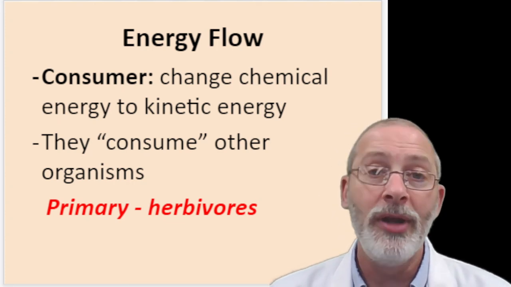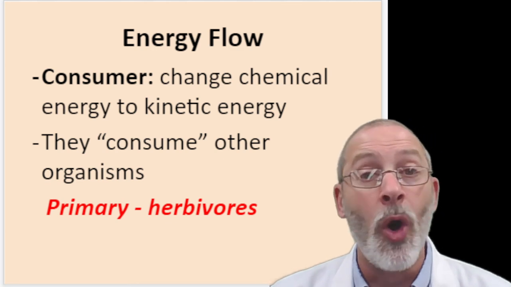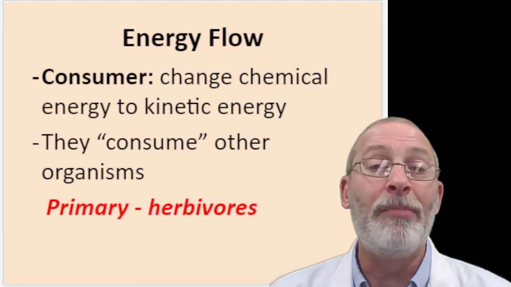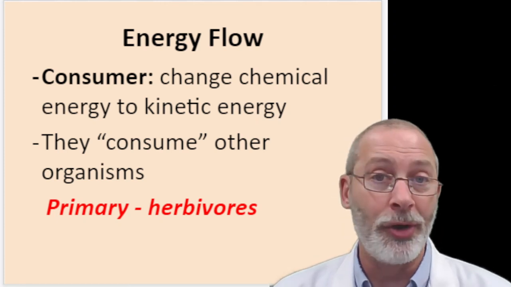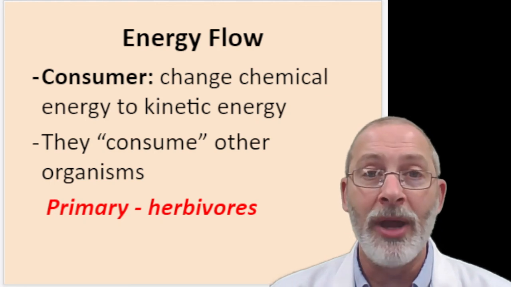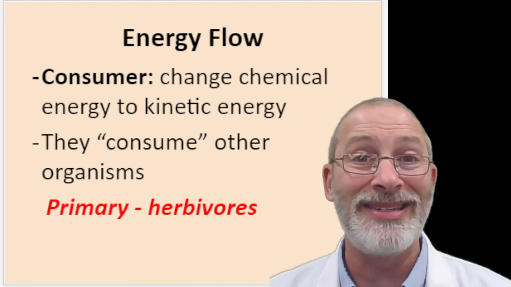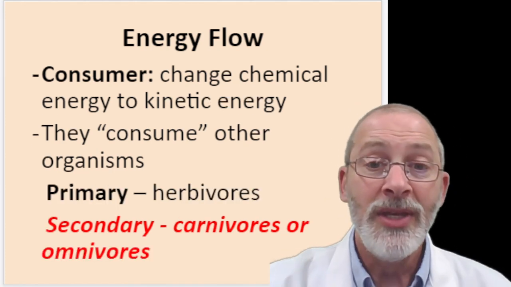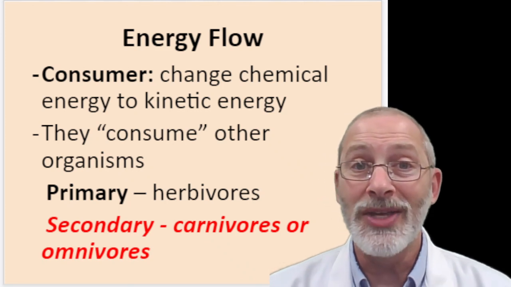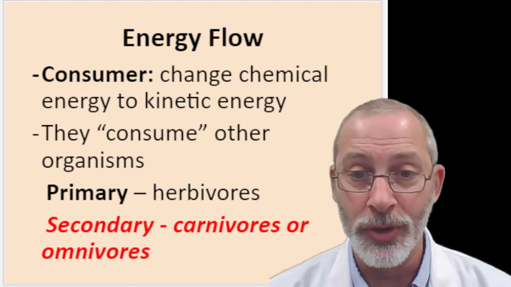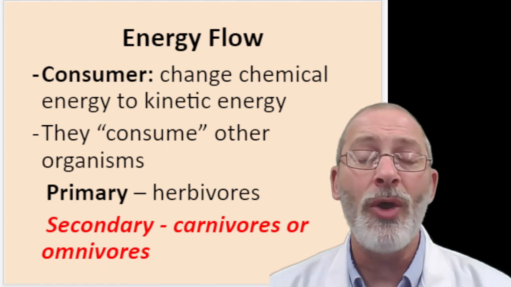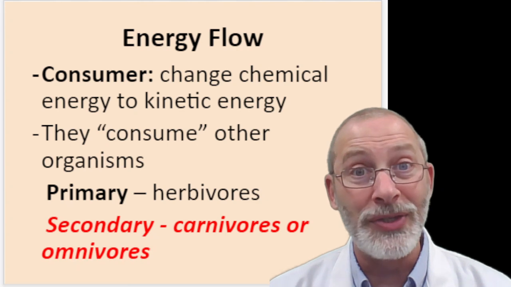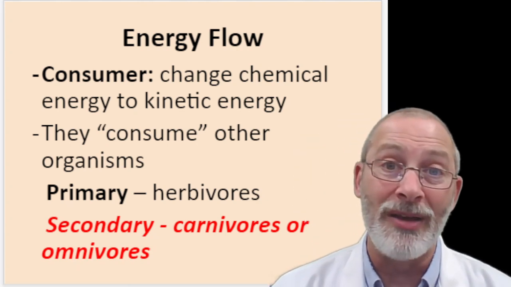An herbivore is simply an organism that eats only, that's right, plants. A plant eater is an herbivore, and herbivores are considered primary consumers because they eat plants directly. Not all consumers are primary consumers, however. Some consumers, like us, are secondary consumers because we not only eat plants directly, but we also eat other organisms that eat plants themselves.